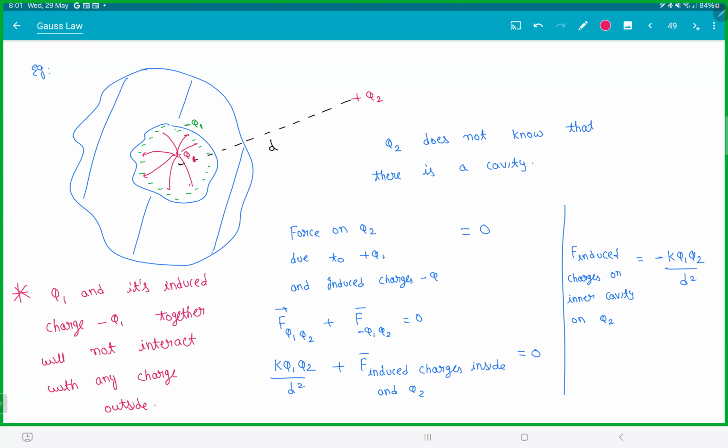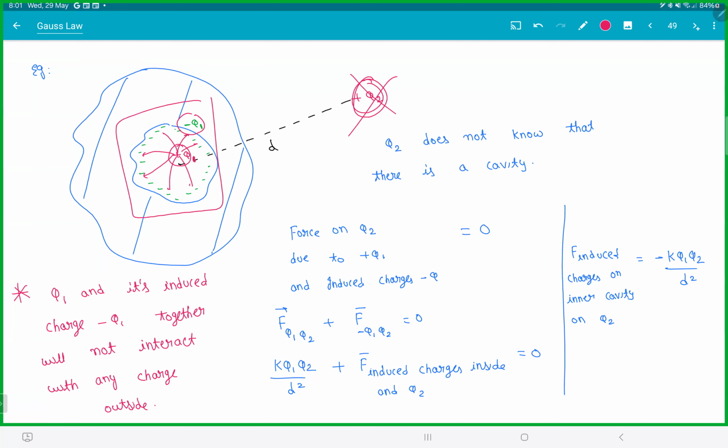Is this making sense, everyone? So if I ask you this question, the charge inside the cavity and the charge outside, are they repelling? Yes, they're repelling. This charge minus Q1 on the inside and this Q2 are attracting. Yes, they're attracting. But if you take this together, Q2 doesn't know who is there inside. The net force is 0. I hope this is making sense.